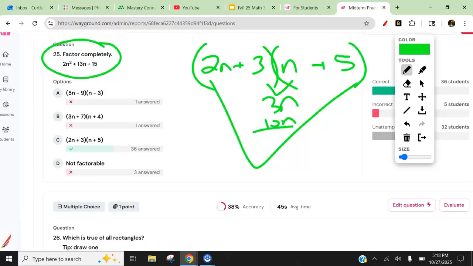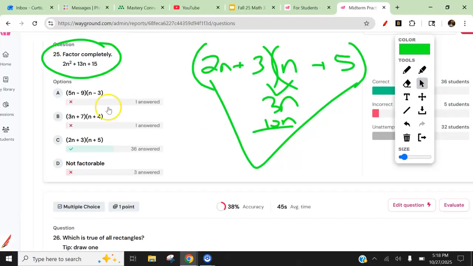So we need a positive for both of those. We needed positive 10n, so it had to be positive 5 and positive 2, and we needed 3n, so they had to be both positive. Again, it still multiplies to make 15. Inside and outside add up to make 13.